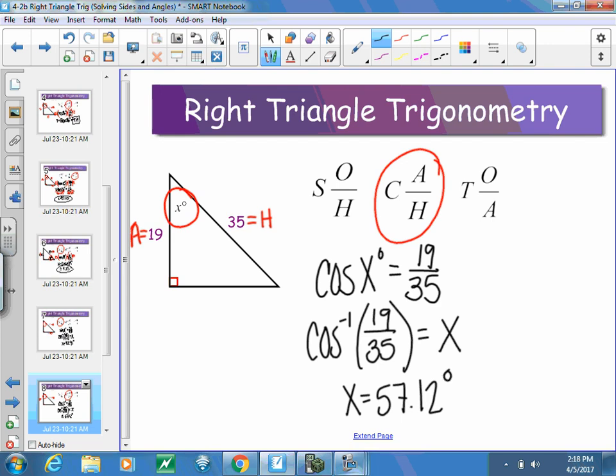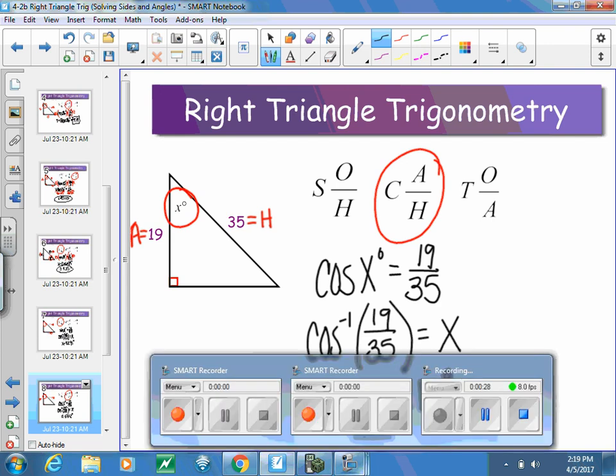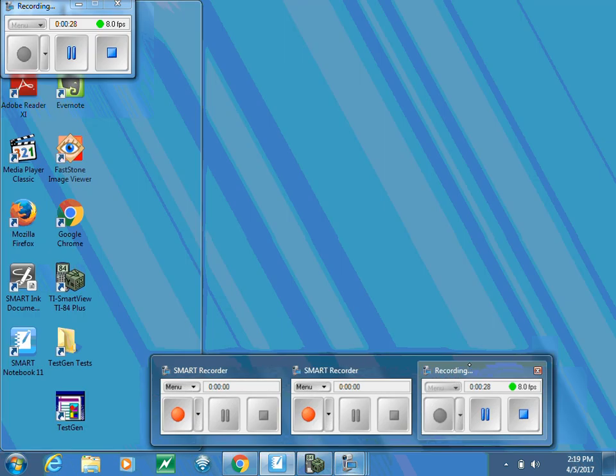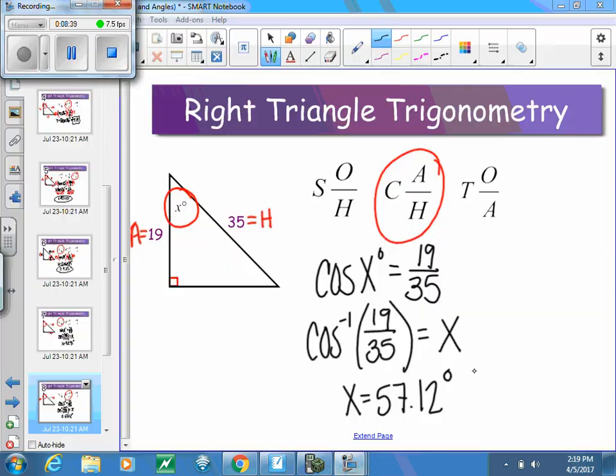So again, this should all be review. What you're going to be looking at doing is setting up problems that involve some real world situations. So you're going to have to set up a ladder that's going to go against the wall, but really what you're doing is just setting up a right triangle and trying to find those missing sides or missing angles. So you'll have the rest of the time to work on the practice problems.